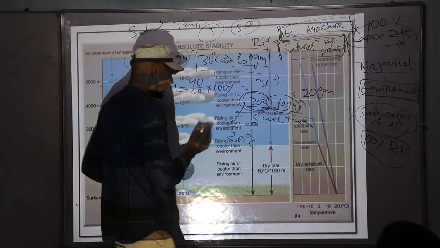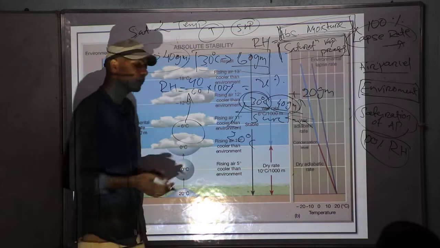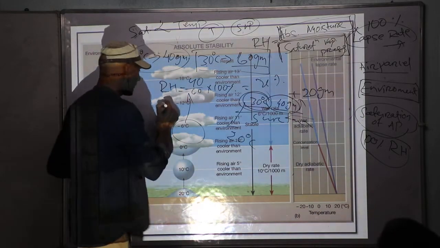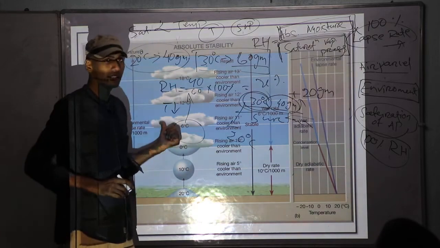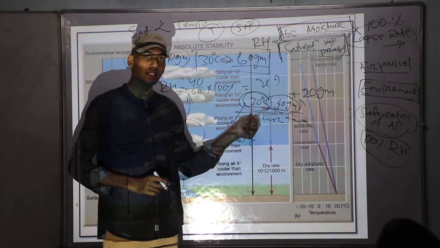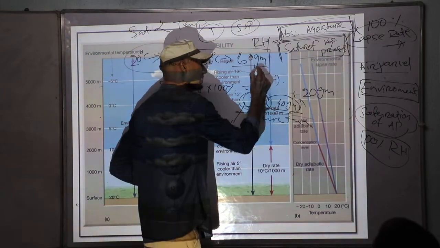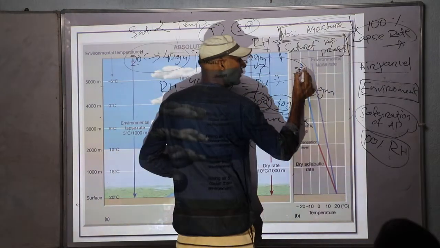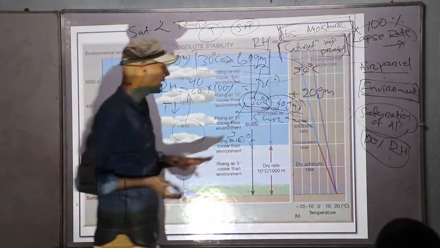So if the air parcel is raised to the upper atmosphere, what happens? Its temperature decreases. Near the surface it has a temperature of 30 degrees centigrade. If it rises to a certain height, what happens? It will attain the temperature of 20 degrees centigrade. Got that?